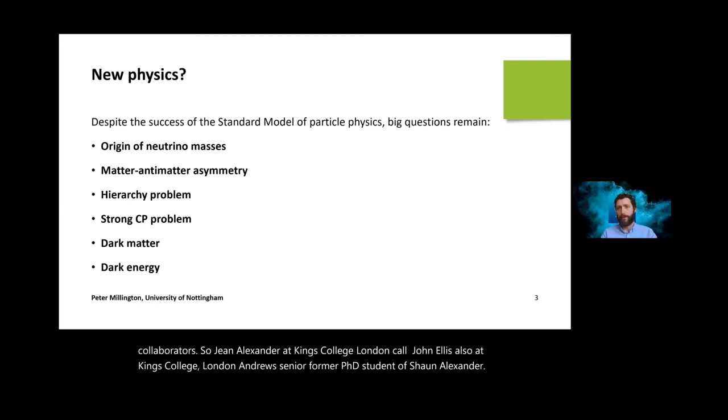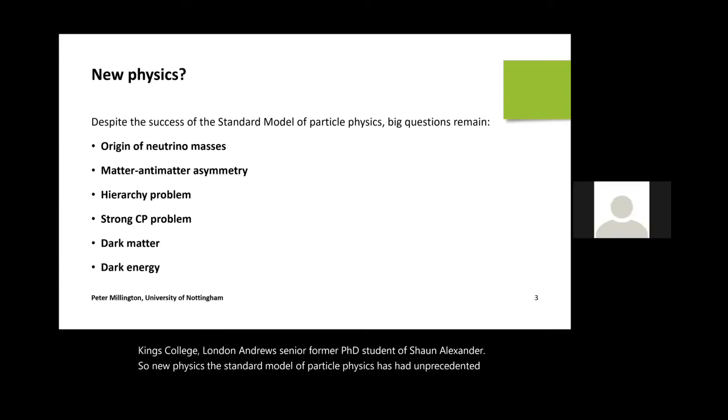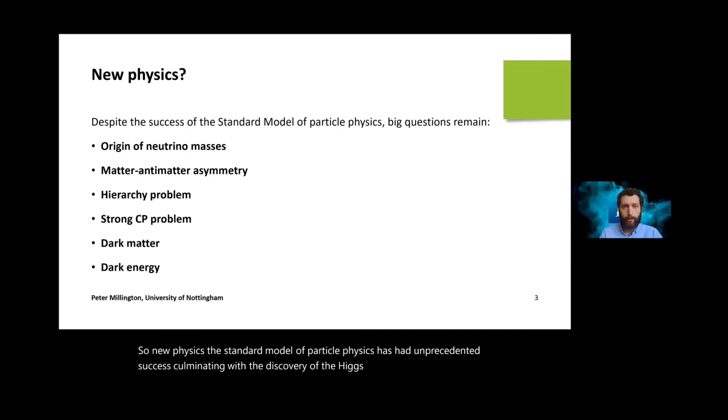So new physics. The standard model of particle physics has had unprecedented success, culminating with the discovery of the Higgs boson in 2012. But there are big questions that remain, and this is a non-exhaustive list of those big questions. The origin of neutrino masses, so why the light neutrino masses of the standard model have a mass and why that mass is so small.